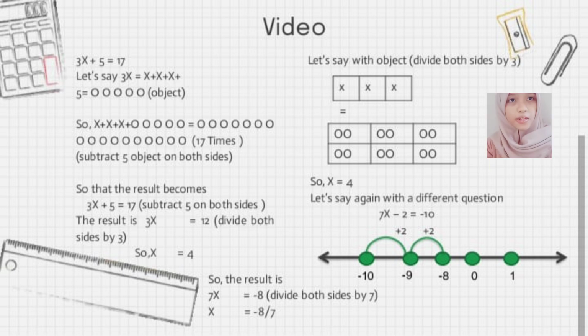Say again with a different question, 7x minus 2 equals -10, so the result is 7x equals -8. Divide both sides by 7, so we have x equals -8 over 7.